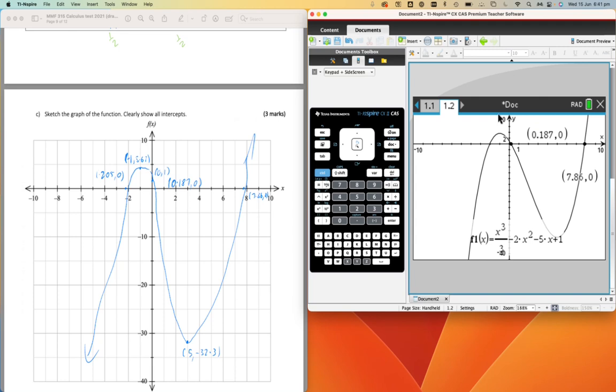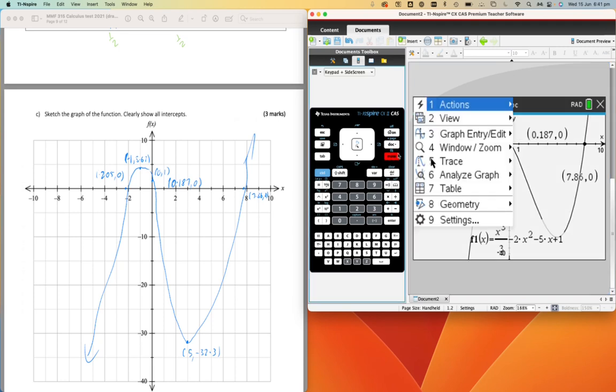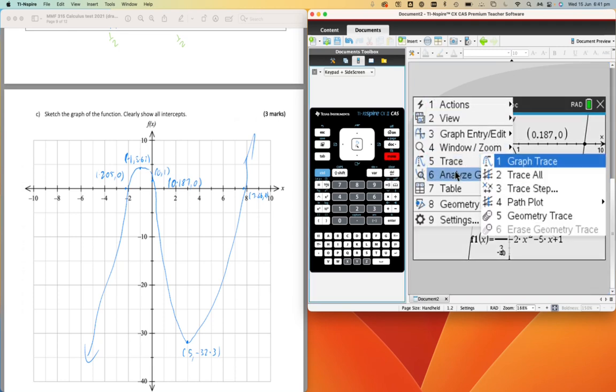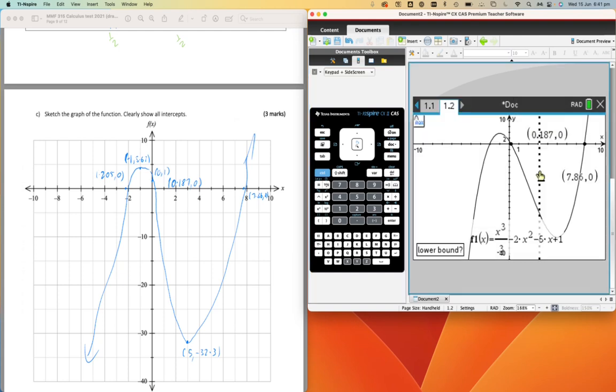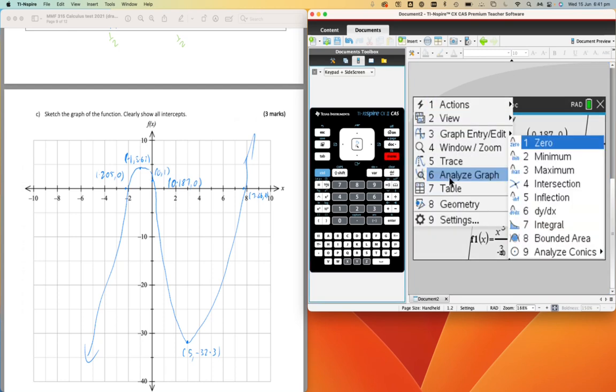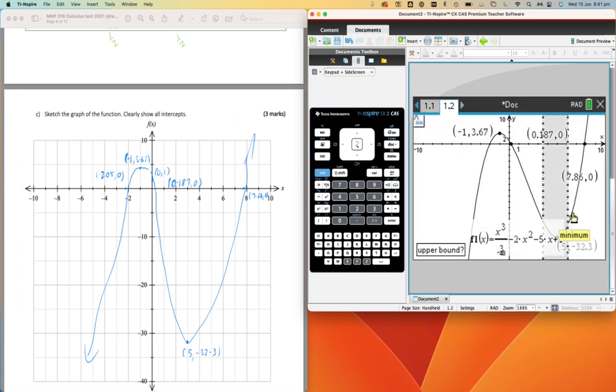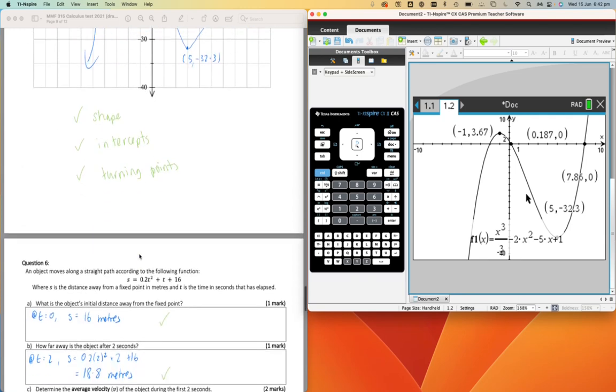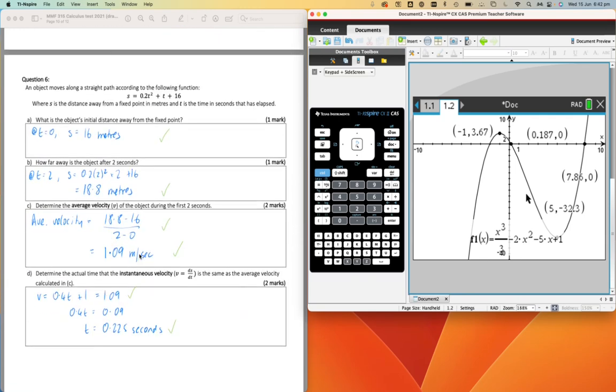These two you already worked out, but of course if you didn't know, or wanted to confirm, you could go to analyze graph, maximum, boom, boom. I'm doing this pretty quickly because we have done this before. There's -1, 3.67, and menu, analyze graph, minimum, boom, boom. There's the 5 and the -32.3. There it is there as well. So it's a matter of copying that graph down with all the critical points and you are good to go. Okay, next one.